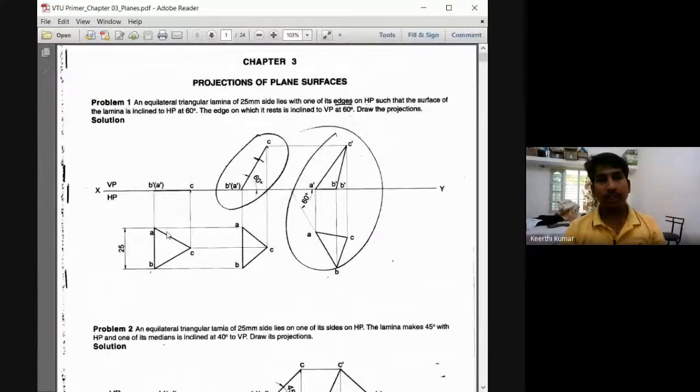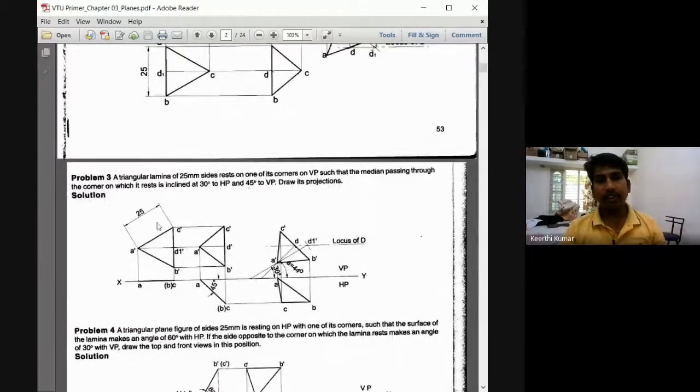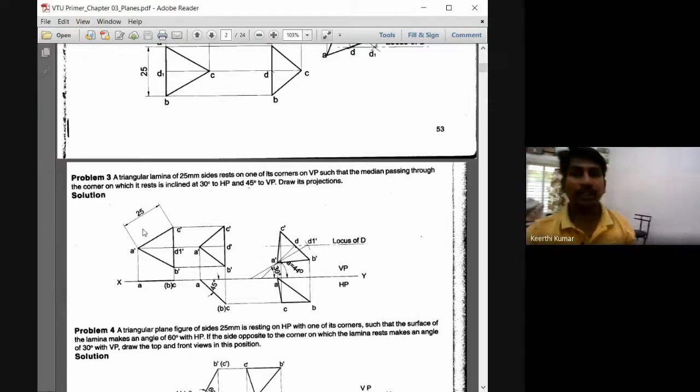This is a triangular lamina resting on HP. We have solved this. Again, this is a triangular lamina resting on HP. Now you see here, this is an equilateral triangular lamina resting on VP. The concept is the same as we did when the lamina is resting on HP. But what is the change compared to the previous method, I will explain. So first we'll go for this. A triangular lamina. If you want, you can copy the question.